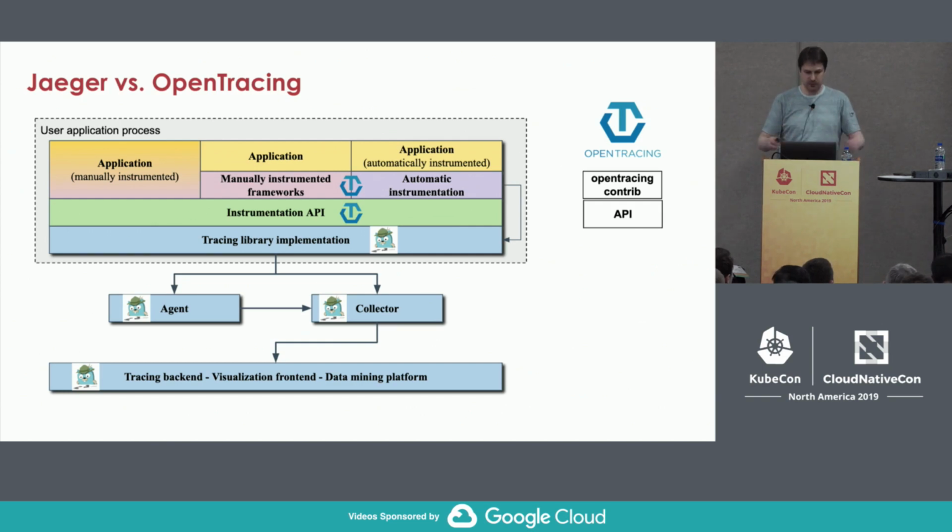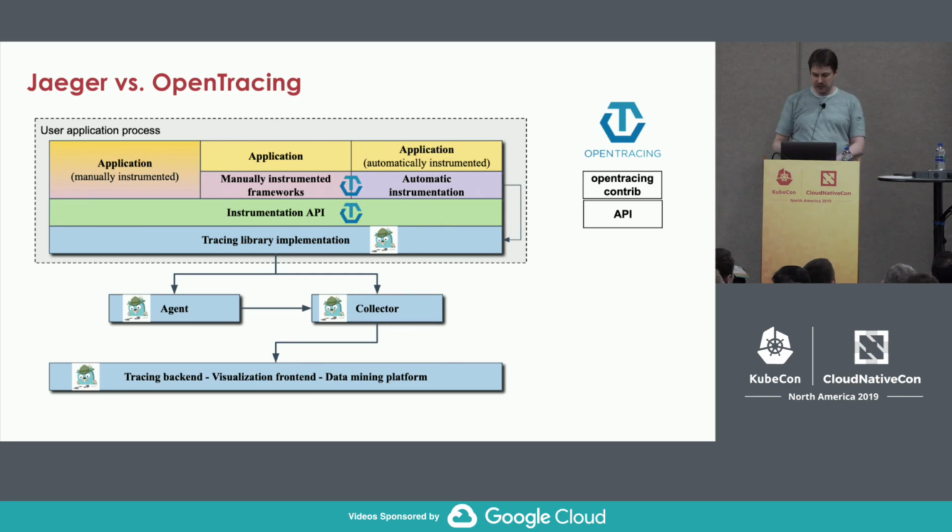Ultimately, all these 3 types of instrumentation just talk to a tracing API. And in that case, it could be the OpenTracing API, right? And then the rest is that you have a tracing implementation which implements that API and then collects data and sends it to the backend.